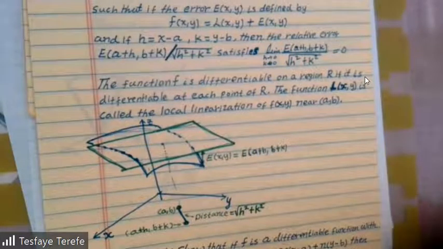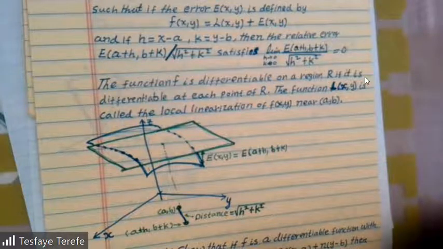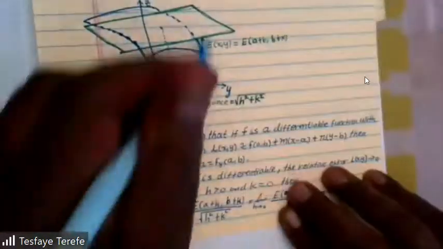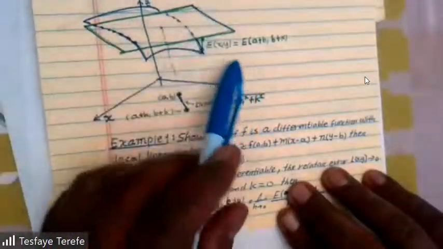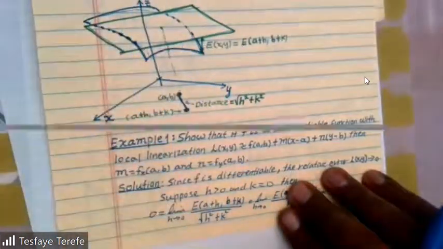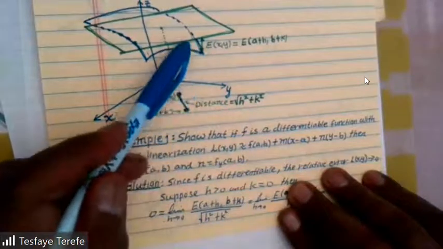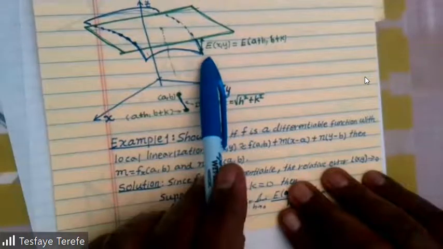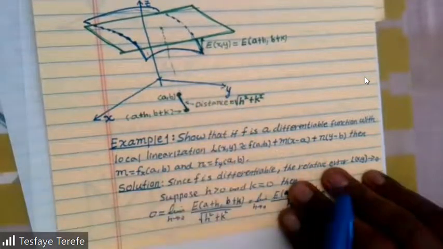If the function is differentiable on a region R, meaning it is differentiable at each point in R, the function L of x is called the local linearization of f of x near that point. Look, the green is, I'm assuming, the tangent plane, and the blue is the surface. The error is going to be in this area, between the surface and the tangent plane.